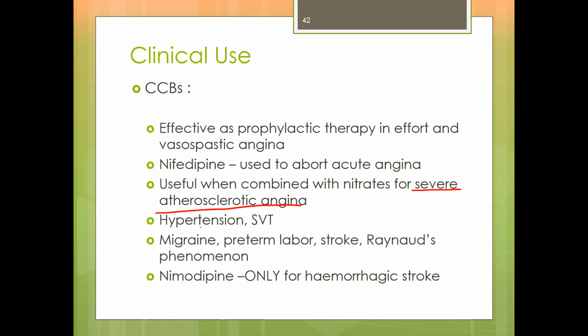And also, obviously, they are used for hypertension, supraventricular tachycardia, for migraine, preterm labor. So preterm labor means they go into baby delivering mode before they are supposed to. Okay, most of the time before 36 weeks; before 36 weeks is called preterm labor. And then we have stroke, and then Raynaud's phenomenon.